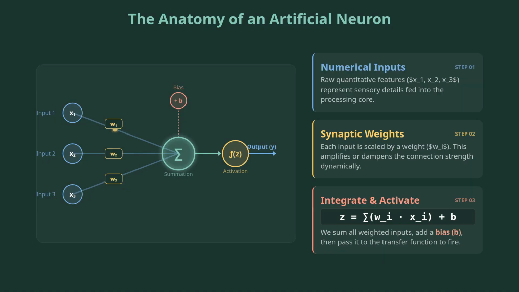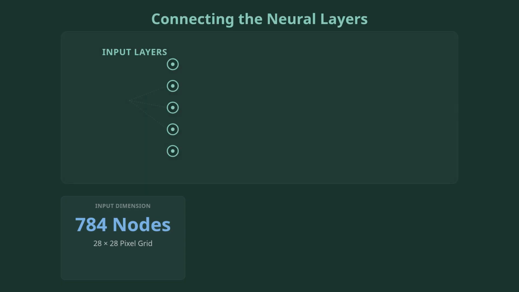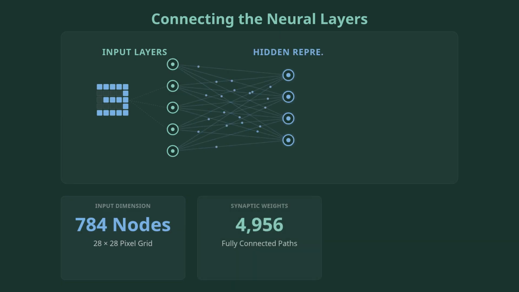Finally, this total sum is passed through an activation function, like the sigmoid function or the rectified linear unit, abbreviated as ReLU, to introduce nonlinearity, allowing the neuron to model complex, nonlinear real-world relationships. Now we connect these individual units into a massive network. For our digit recognition task, our input layer consists of 784 individual neurons, one for each pixel in a 28 by 28 pixel image. This input layer feeds into one or more hidden layers where features are extracted.